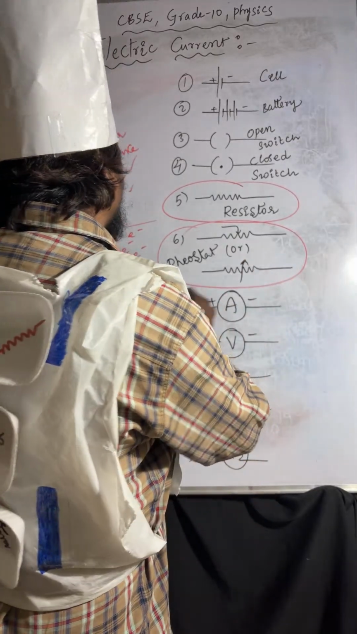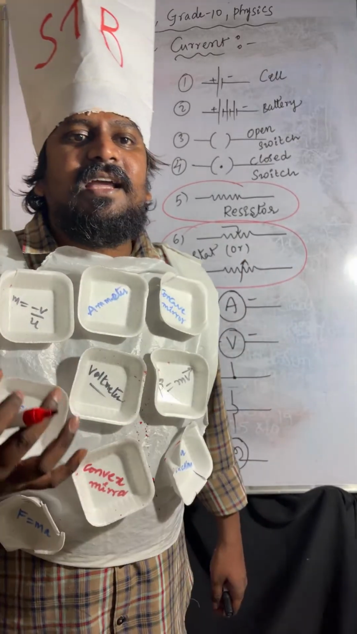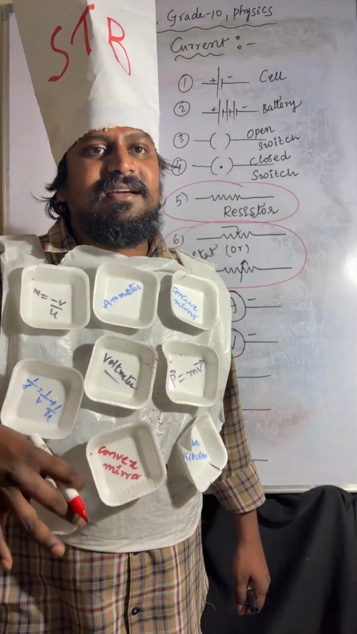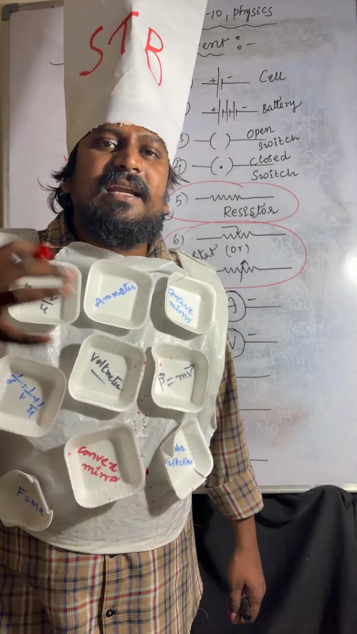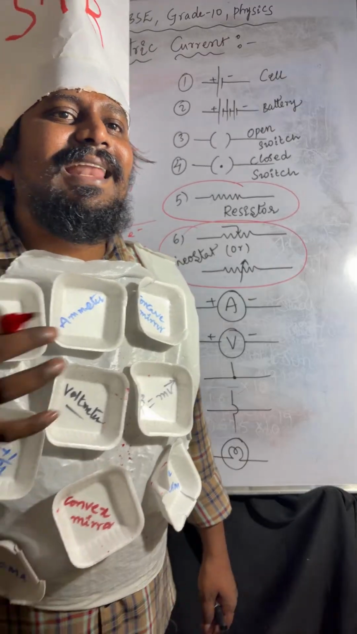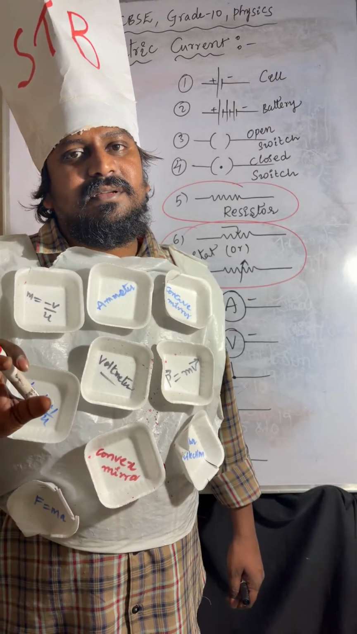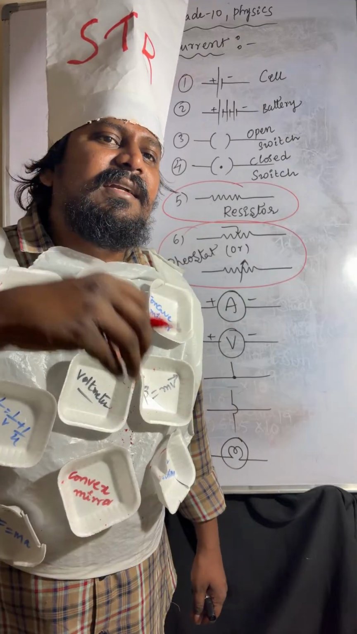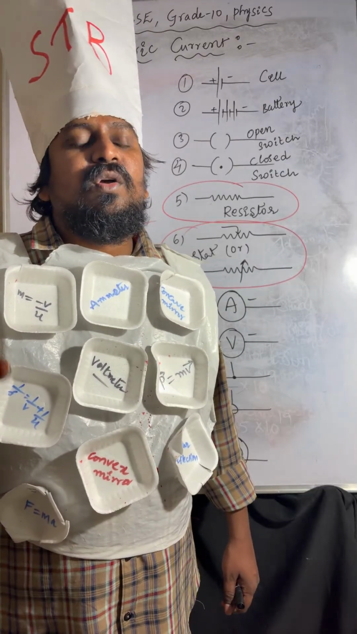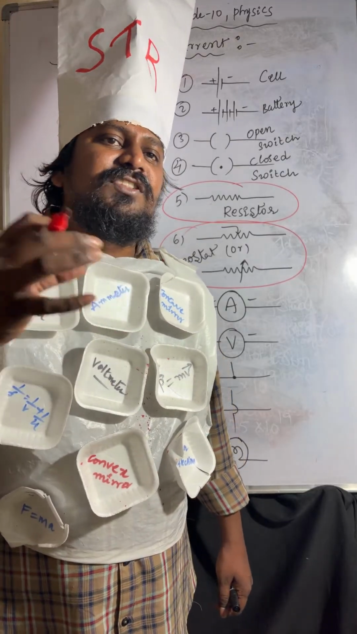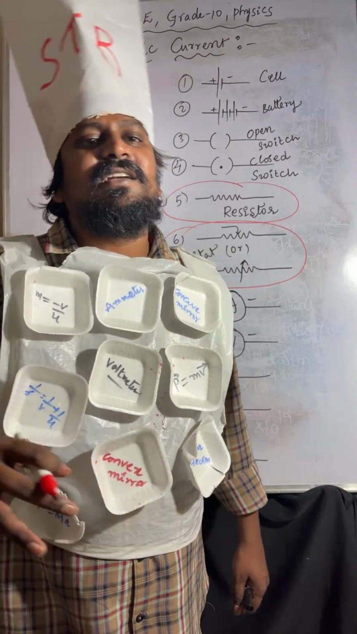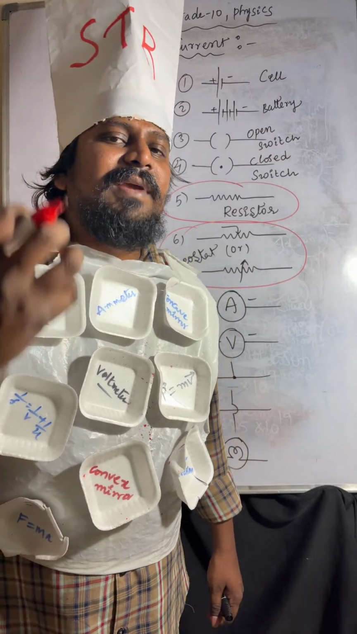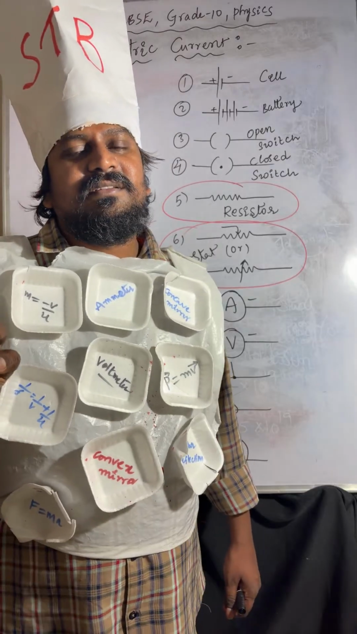Coming to ammeter. Ammeter is a device which is used to measure the electric current in the circuit. Ammeter will be connected in series combination. Voltmeter is a device which is used to measure the potential difference. Voltmeter will be connected in parallel combination.